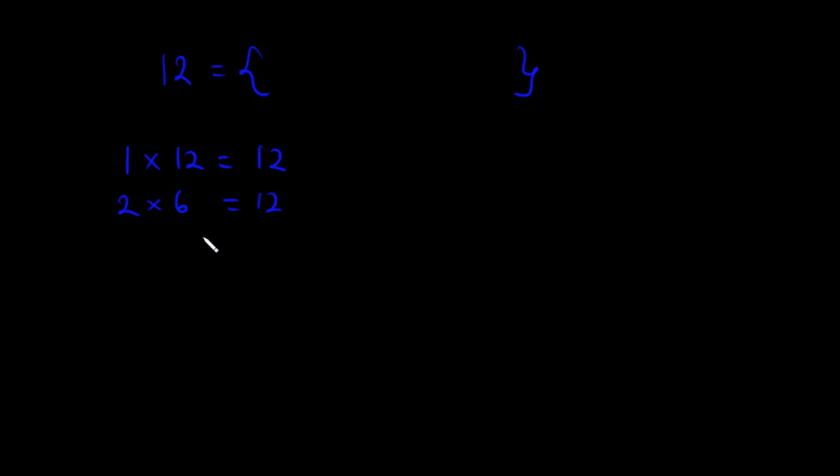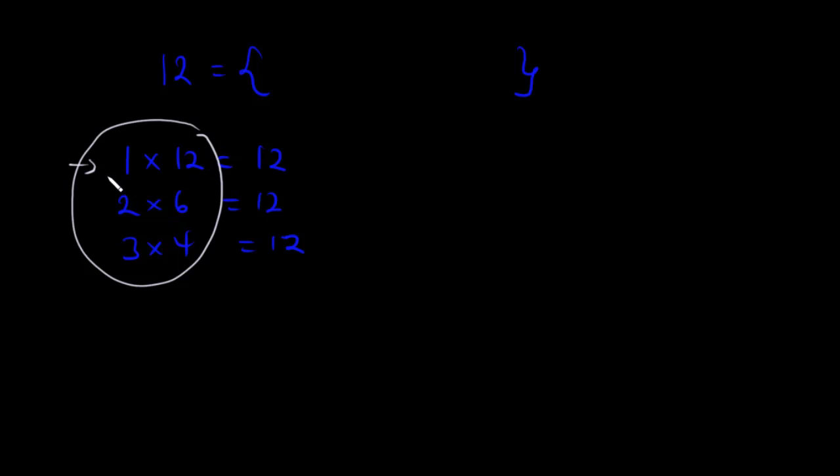Now let's move to 3. Is 12 divisible by 3? 3 times what number gives 12? 3 times 4 is equal to 12. So these are the set of factors for 12.